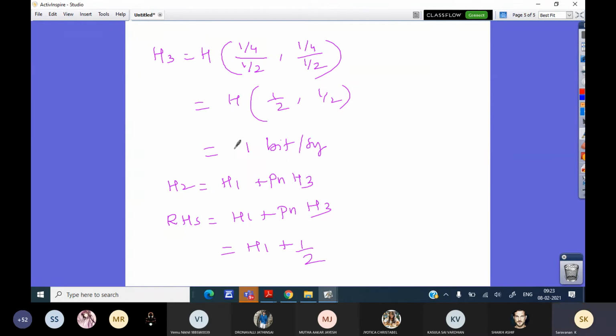Okay. H3 we have already computed. So it is a 1. Okay. What is the H1 value? Anyone? We have already computed. 1, sir. Yeah, 1. So 1 plus 1 by 2 it is. So it is going to be 1.5. So it is nothing but H2. Okay. H2.